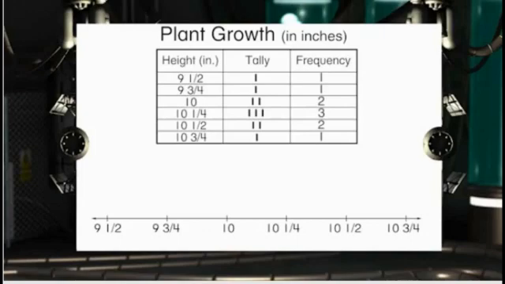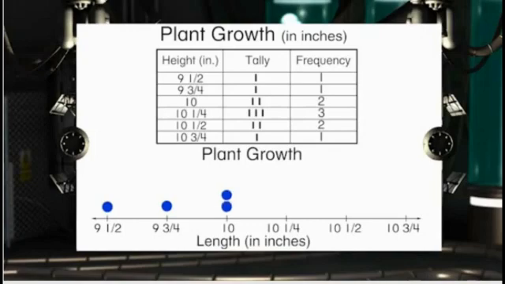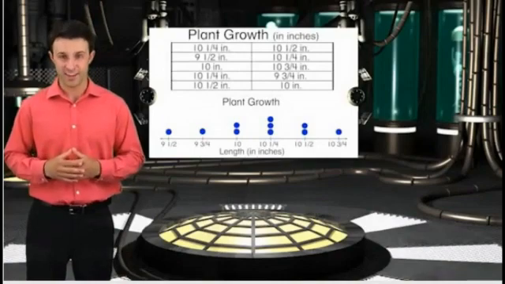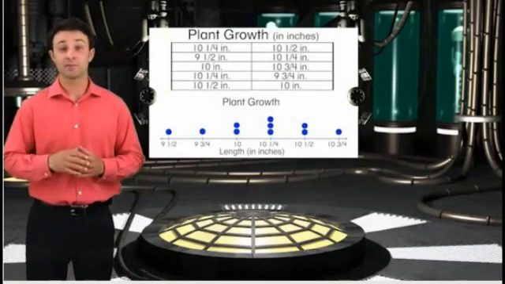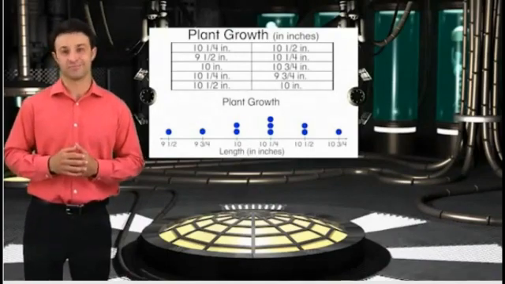Next, we mark a dot for each tally for the values in the data set. Be sure to write a title for the line plot and use a label that describes the numbers on the line. The tallies are 1 each for 9 1/2 and 9 3/4, 2 for 10, 3 for 10 1/4, 2 for 10 1/2, and 1 for 10 3/4. So, this line plot displays the data from the frequency table of recorded heights in inches for my plants. Line plots are an easy-to-read display for data.